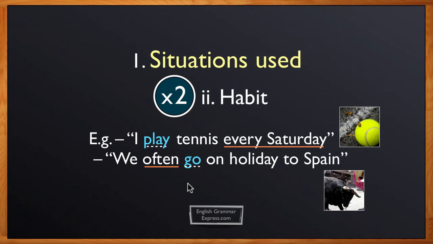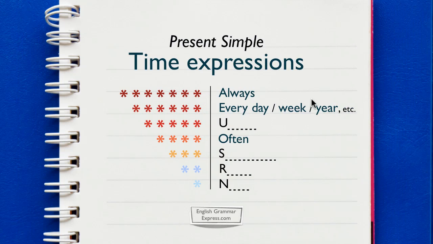Now, time expressions are really important when learning tenses because they make it easier to remember when to use what tense. For present simple, I've prepared a list of 7 of the most useful ones. Now, these are all time expressions of habit, and we'll start with always at the top. Second, we have every day, every week, every year, which we've seen. Next one is usually. Next one we've seen is often. Going down is sometimes. Even less common is rarely. And finally, we have never.